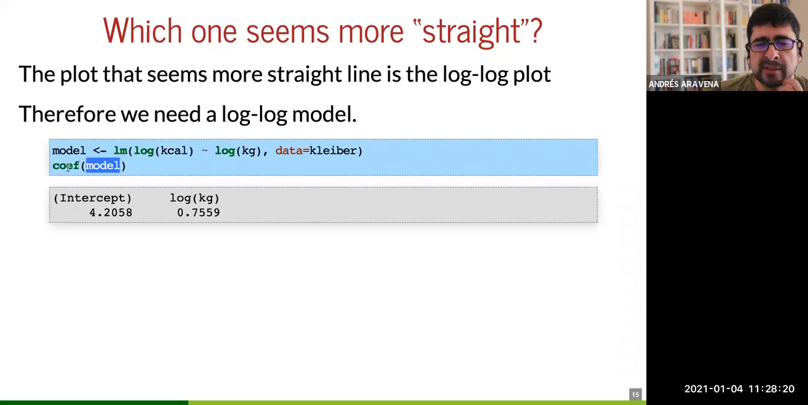We will ask the coefficients of the model. And we get these two numbers, the coefficients. So this is A and this is B, okay? So what is the meaning of this number?